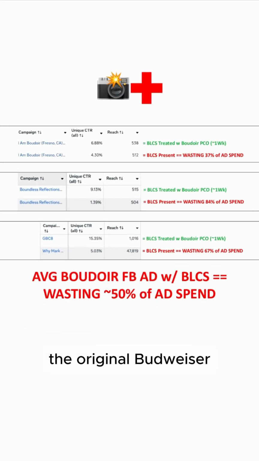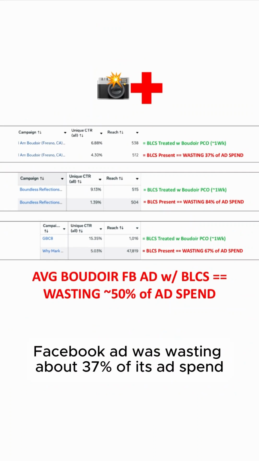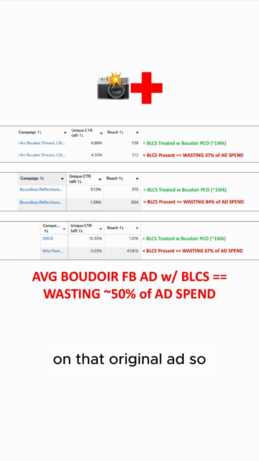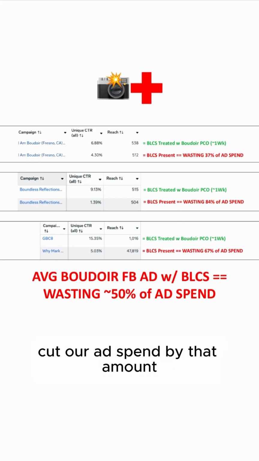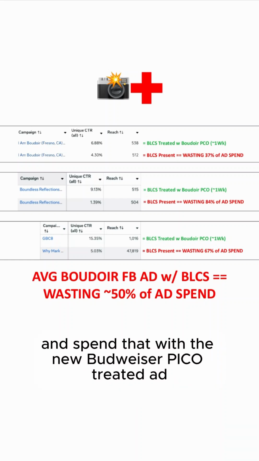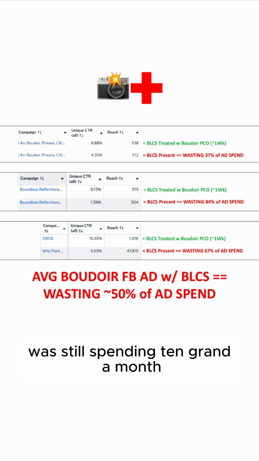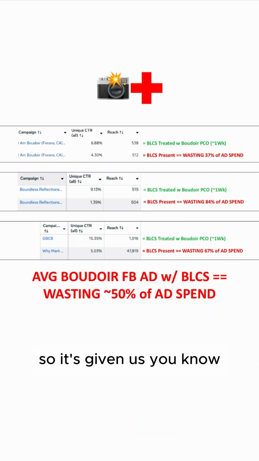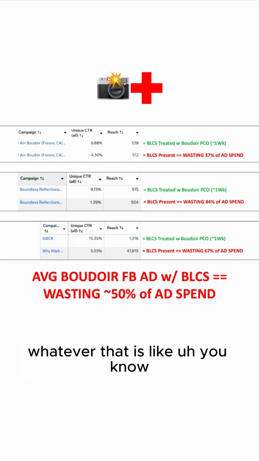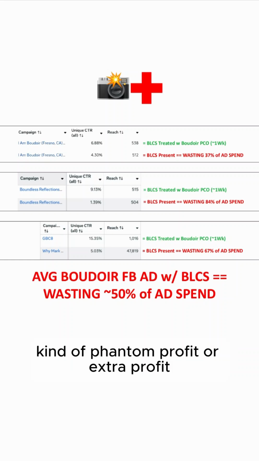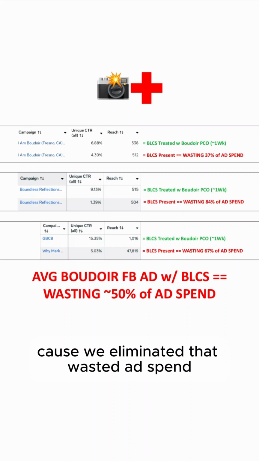So we found out the original Boudoir Facebook ad was wasting about 37% of its ad spend. So if they're spending 10 grand a month on Boudoir Facebook ads, basically 3,700 bucks a month was being wasted on that original ad. So what we can do is cut our ad spend by that amount, pocket it, only spend 6,300 bucks a month, and spend that with the new Boudoir Pico treated ad, and we're able to get our ad into the same number of women's brains as if the original was still spending 10 grand a month. So it's given us 3,700 bucks a month times 12, which is like 40 grand a year in phantom profit, or extra profit, because we eliminated that wasted ad spend.